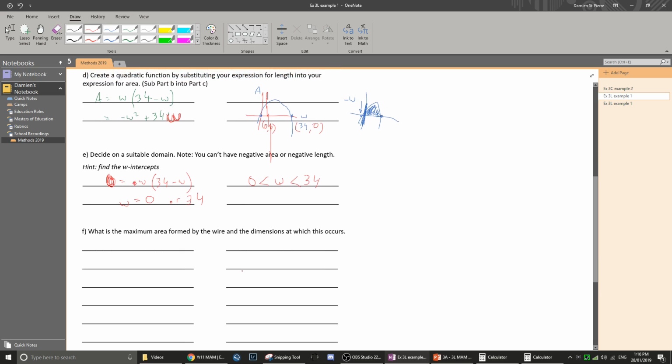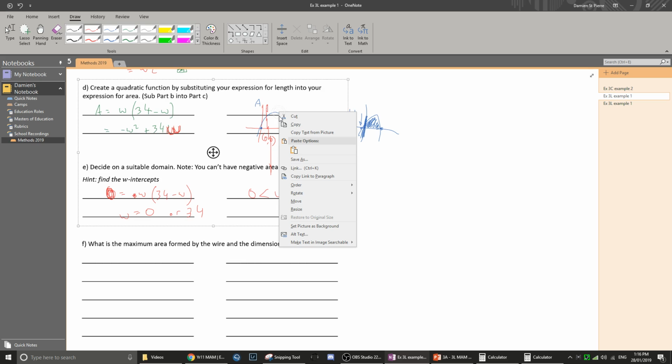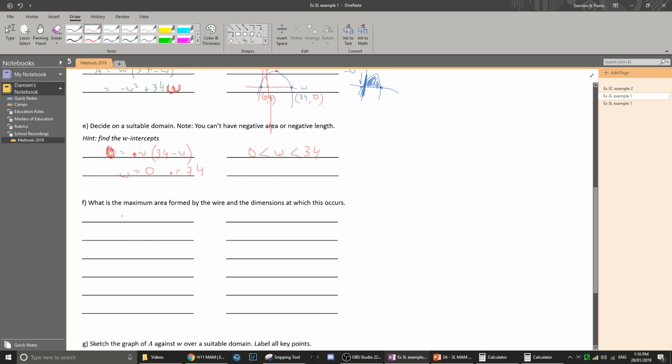So let's find the maximum area. As we go by our sketch, our area maximum is at the turning point. The nice thing with the turning point is that it's always halfway between the two intercepts. So the turning point W is equal to 0 plus 34 on 2, which is equal to 17.